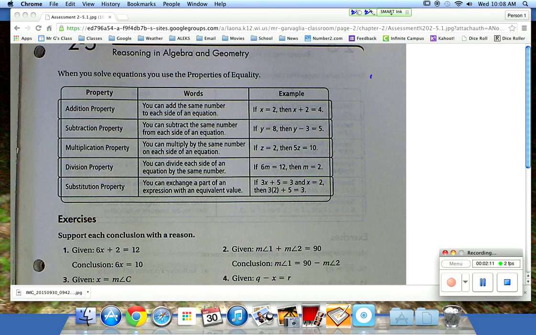We start off with y equals 8, and we subtract 3 from both sides. y minus 3, and then 8 minus 3 is 5. That's the subtraction property, okay? We subtracted 3 from both sides.